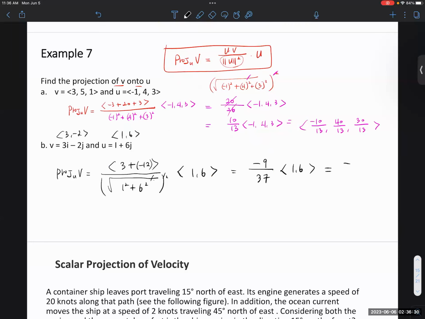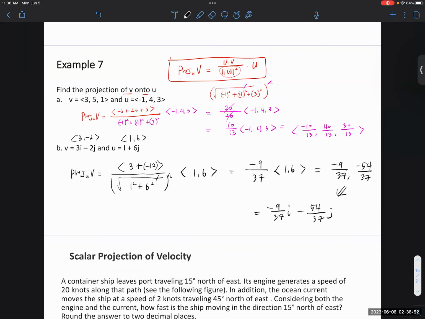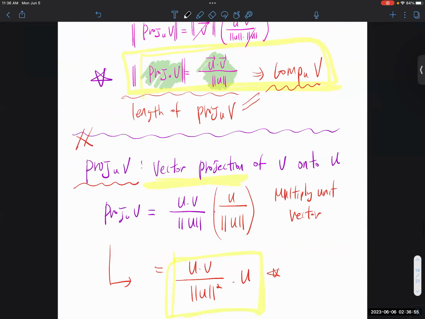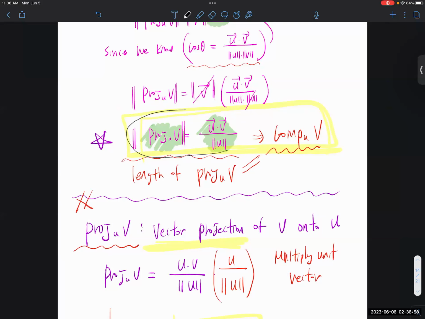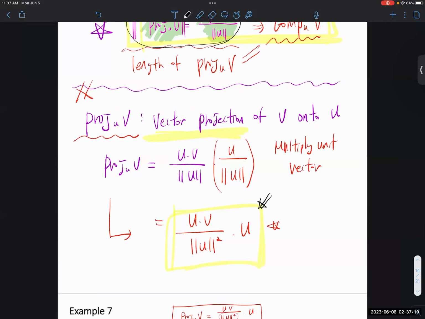So therefore, negative 9 over 37, negative 54 over 37. You can go back: negative 9 over 37 i minus 54 over 37 j. That's the vector projection of V onto U. So you can find the vector projection itself, and then the length is going to be a much simpler formula. We just proved that. If they're looking for the length of the vector projection, use this one. If they're just looking for the vector projection, use the other formula.